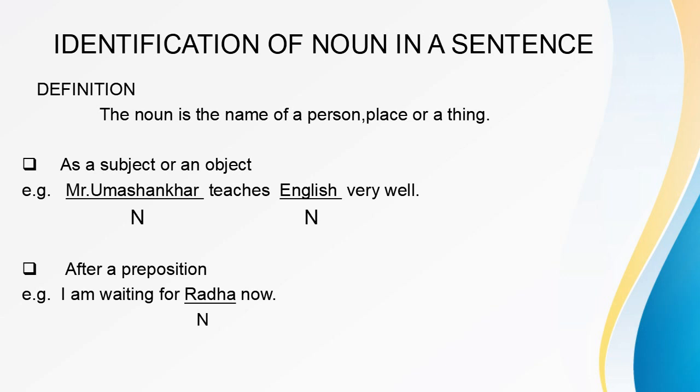The noun is the name of a person, place, or a thing. A person's name, or the name of a place, or the name of a thing. Thing refers to anything, that is noun. There are 2 types of nouns: concrete nouns and abstract nouns. And concrete nouns are also divided into four as proper noun, common noun, collective noun, and material noun.